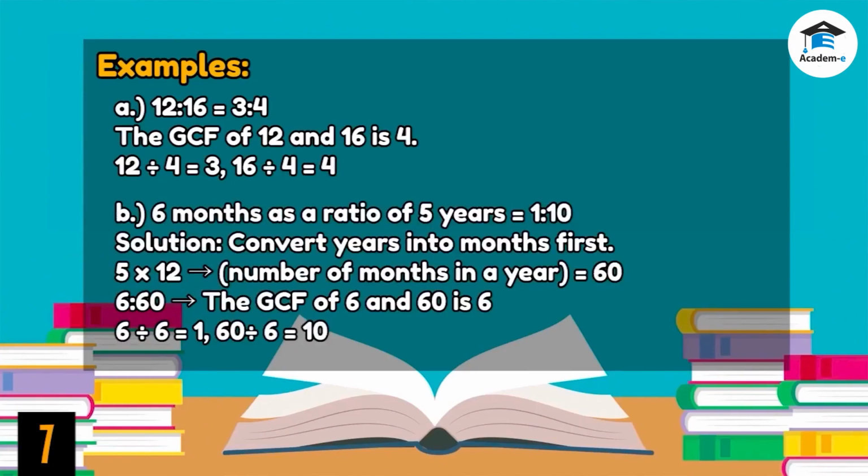B, 6 months as a ratio of 5 years equals 1 as to 10. Solution. Convert years into months first. 5 times 12, the number of months in a year, equals 60. 6 to 60. The GCF of 6 and 60 is 6. 6 divided by 6 equals 1. 60 divided by 6 equals 10.